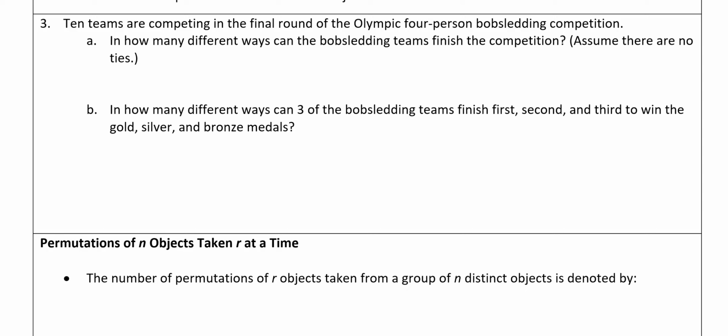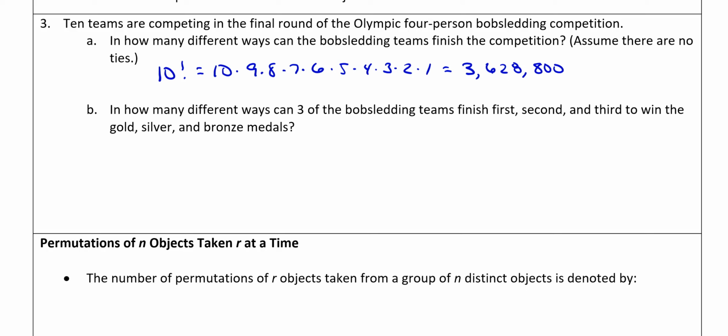Well, it's talking about all 10 teams. So this is just going to be 10 factorial. So this means 10 times 9 times 8 times 7 times 6 times 5 times 4 times 3, and so on, which you can take your calculator out and multiply that out. 3,628,800. So it's important that you know what it means. This is the different ways they could finish the competition: first place, second place, third, fourth, and so on.